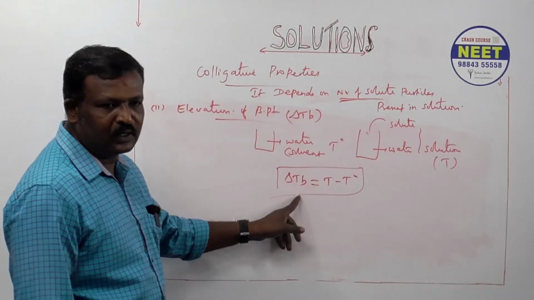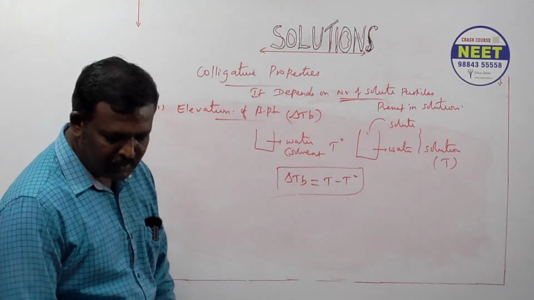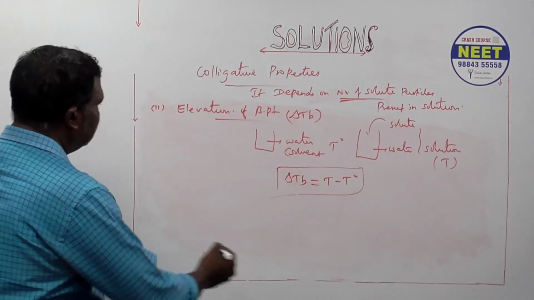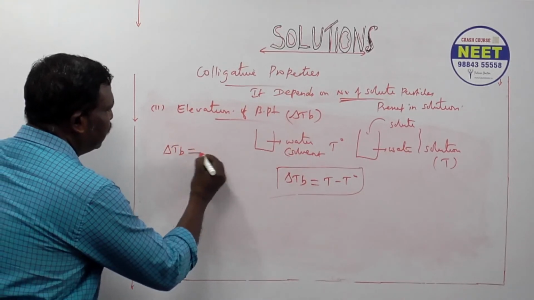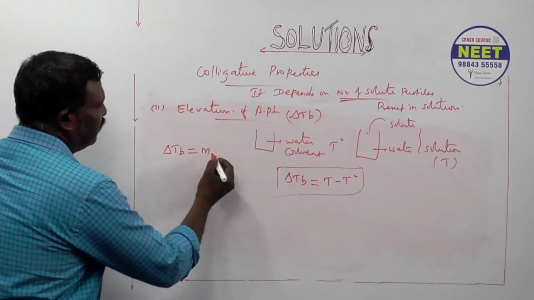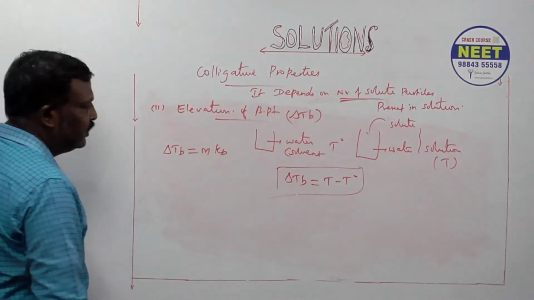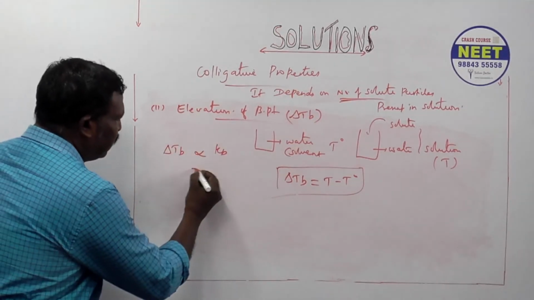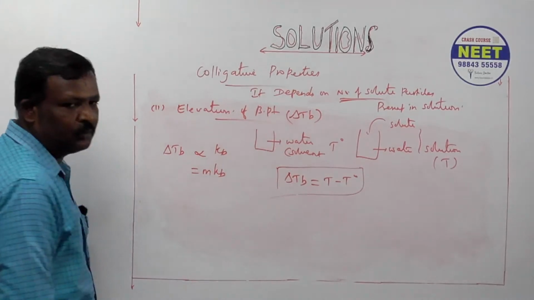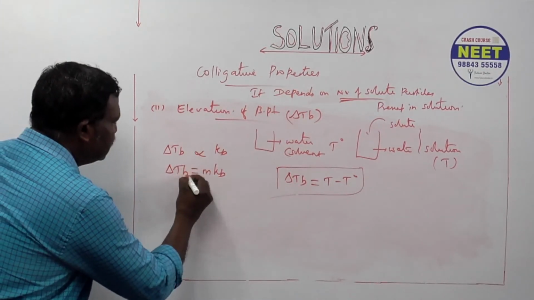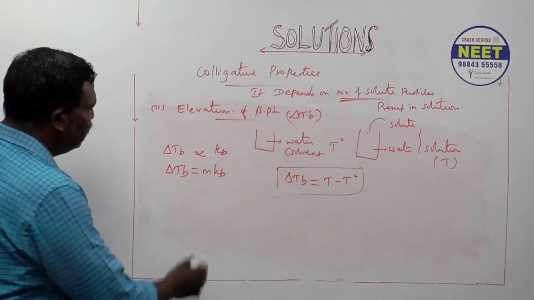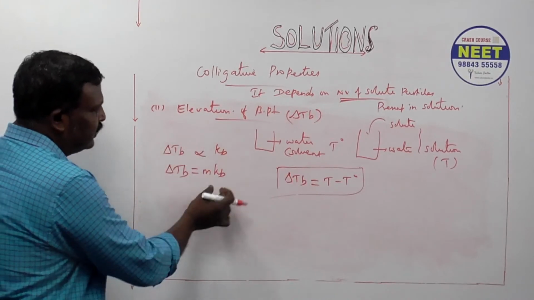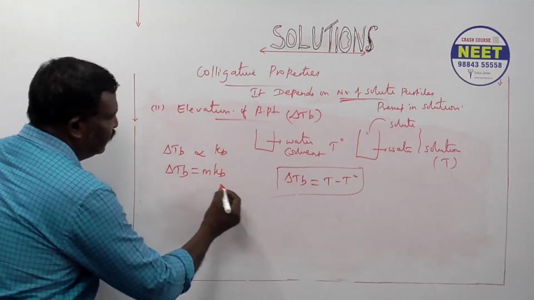This is one formula. For each and every property we have one or two small formulas. Del TB is directly proportional to m, molality. You put a proportionality constant, KB. So del TB is equal to m into KB. This is called elevation of boiling point, the increase in boiling point, and KB is called the boiling point constant. Here m is nothing but what?